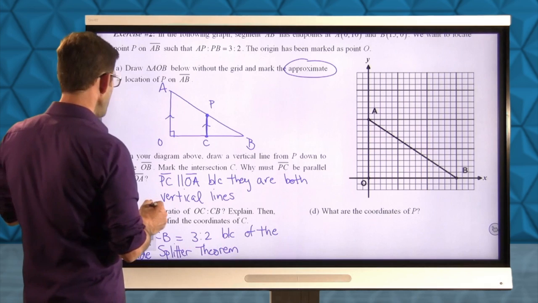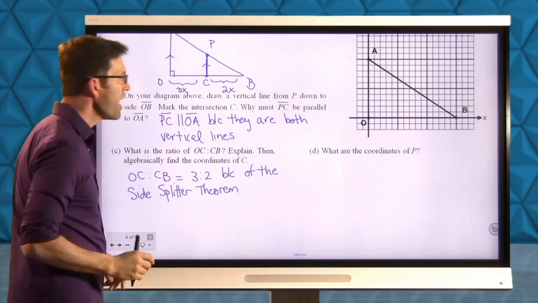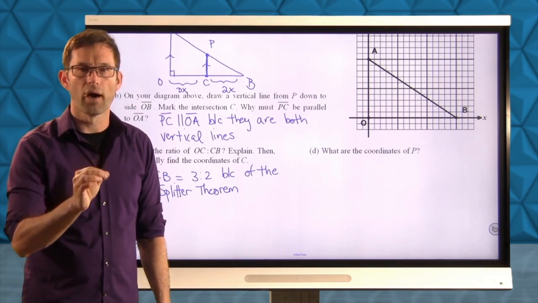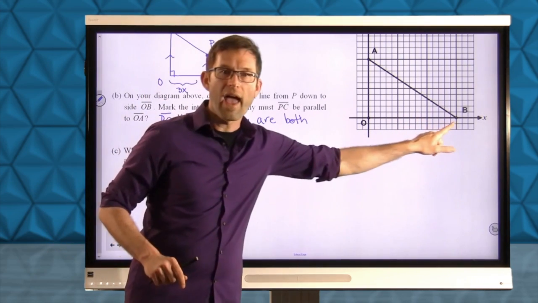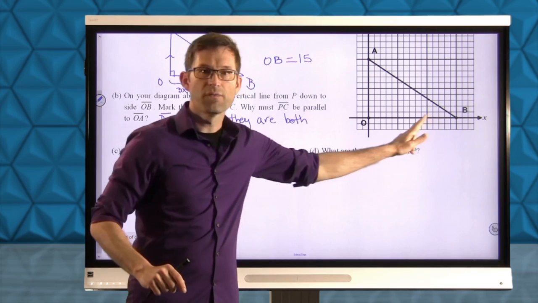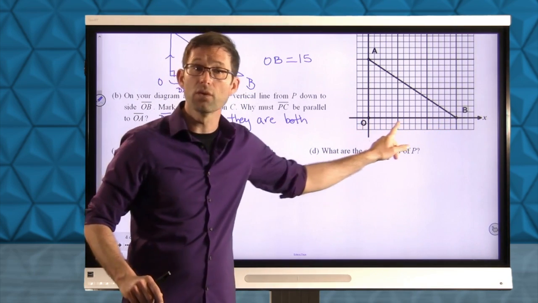So what I'm going to do is let OC, I'm going to write it right on here, be equal to 3x. And I'm going to let this be equal to 2x. And the beautiful thing about OB is that it's a horizontal line. So I can literally look at OB, and I know the length of OB, maybe I'll write it right up here, the length of OB is 15. We can see it right there. It's 15 units long. That's the x-coordinate of B, it's 15 units long.